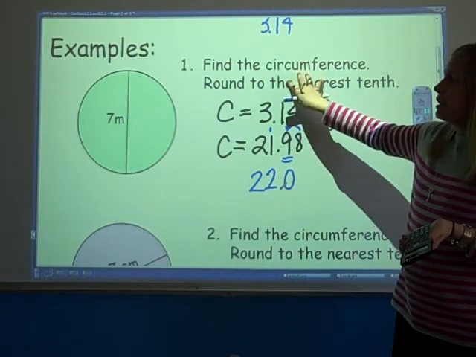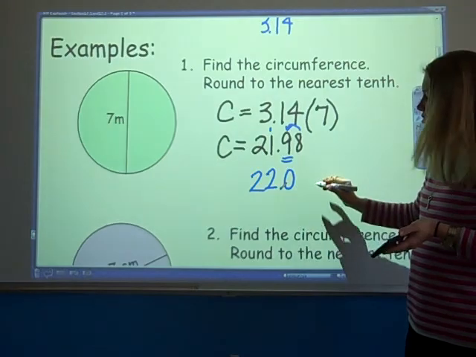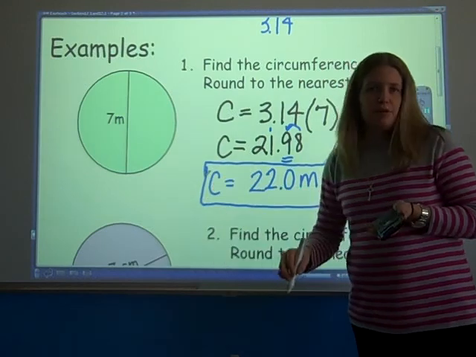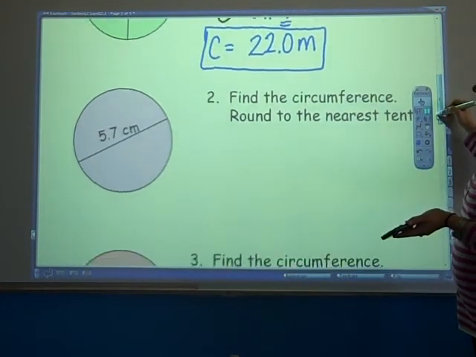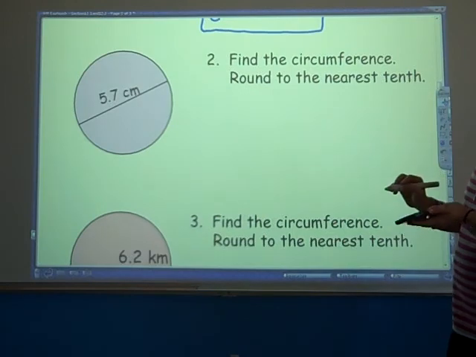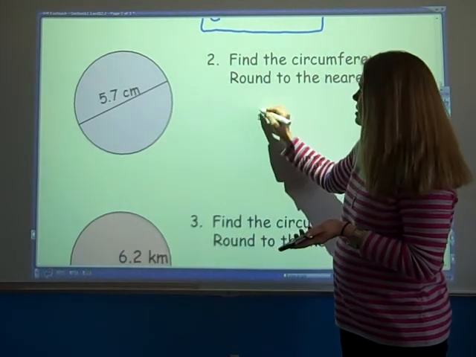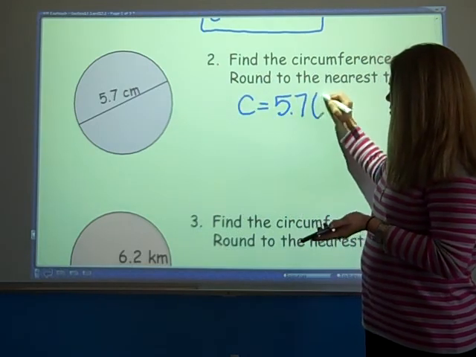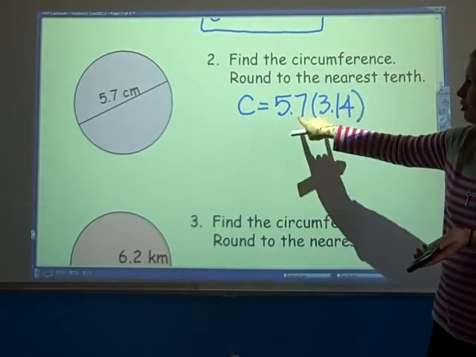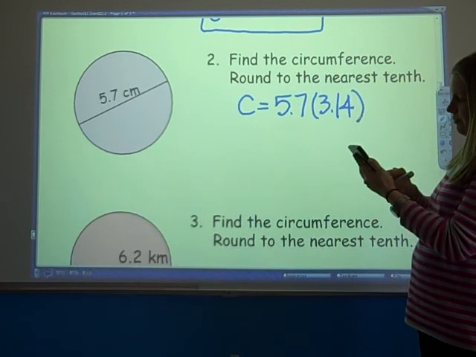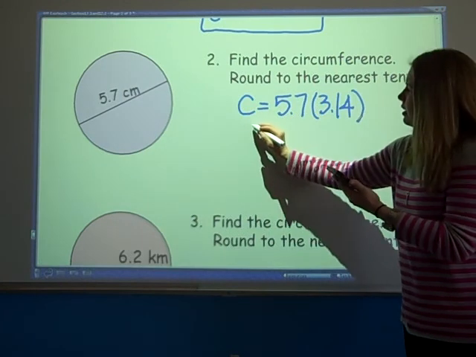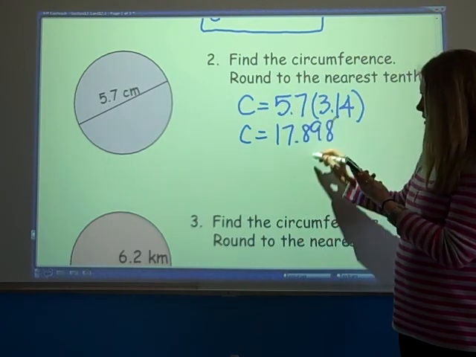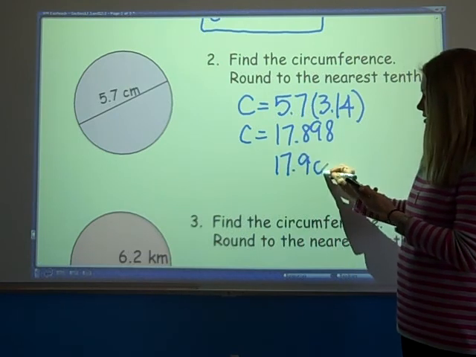Units for circumference stay as a single unit, meters. It doesn't become meters squared. So our circumference is 22.0 meters. Okay, let's try another one. Find the circumference round to the nearest tenth. Again, we have a diameter, so C equals 5.7 times 3.14. Doesn't matter, you could have it the other way. That's the commutative property. My calculator says 17.898, which means 17.9 centimeters.